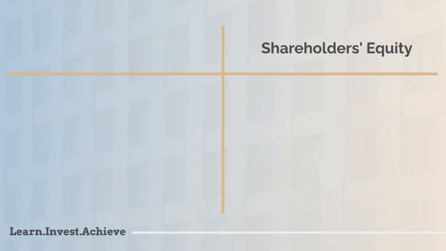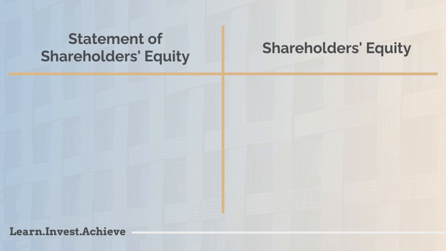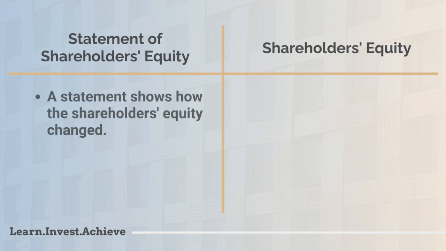Before we start, please don't get confused between the shareholders' equity and the statement of shareholders' equity. The statement details the changes of the shareholders' equity over a period of time, while the shareholders' equity is the net worth of the company after selling all the company's assets and settling all the liabilities. It is also known as the book value.